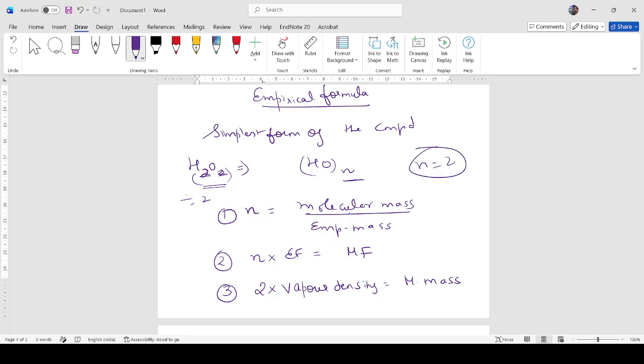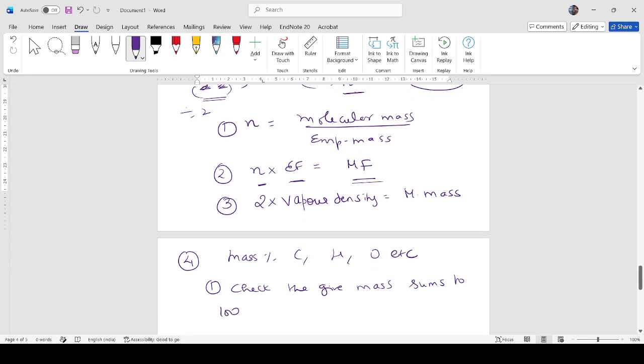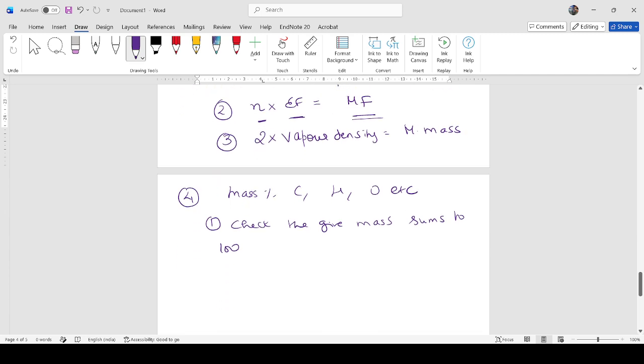So n is nothing but the molecular mass divided by the empirical mass. When you multiply this n factor with the empirical formula, you will find the molecular formula. 2 times the vapor density will provide the molecular mass. The very common way of practicing the empirical formula calculation is that they would provide you the mass percentage of these elements. Step number 1, total their mass and check whether it is equal to 100. Once it is equal to 100, you can understand it is in percentage with respect to 100.